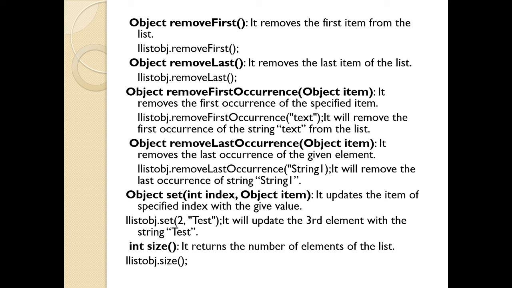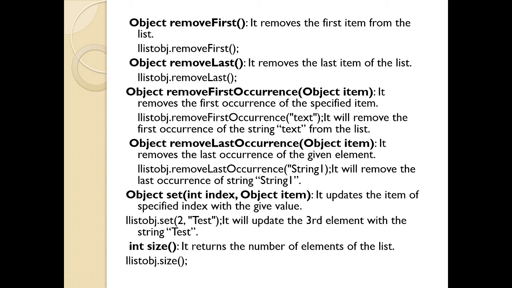So if I have text in my list, say 4 times, then when I say remove first occurrence, the first occurrence of the string text will be removed. Similarly, if I say remove last occurrence of text, and text is occurring 5 times, then the 5th occurrence of that particular word will be removed. So for remove first occurrence and remove last occurrence, you pass the object item which has to be removed, and the last occurrence of that particular element will be removed. So these are the removing methods.